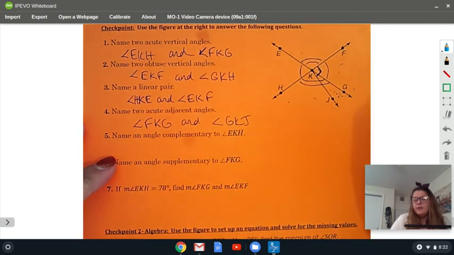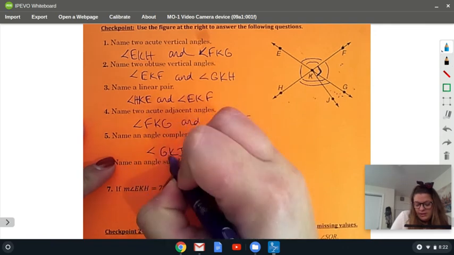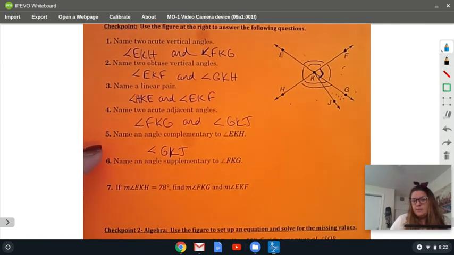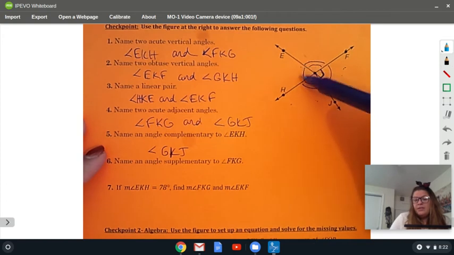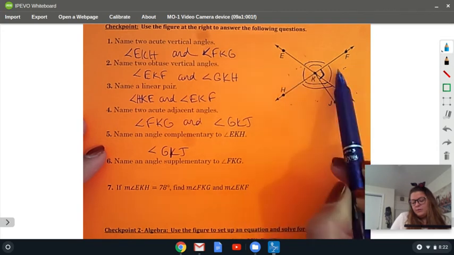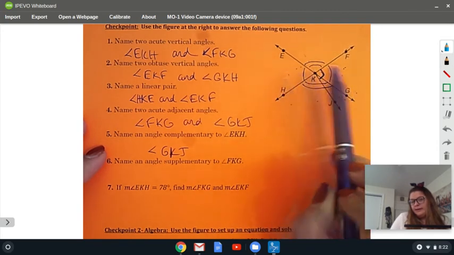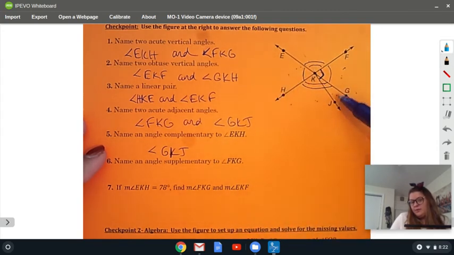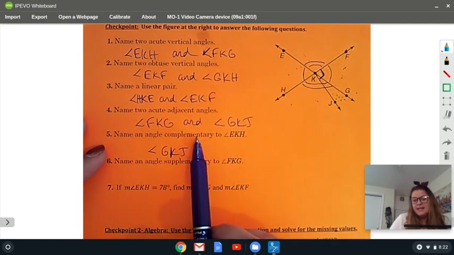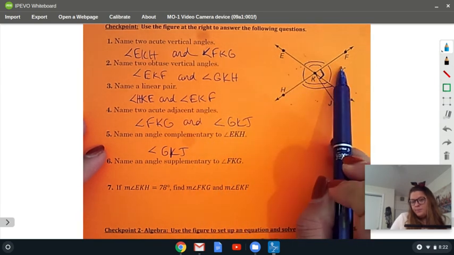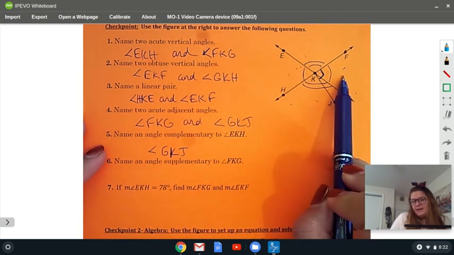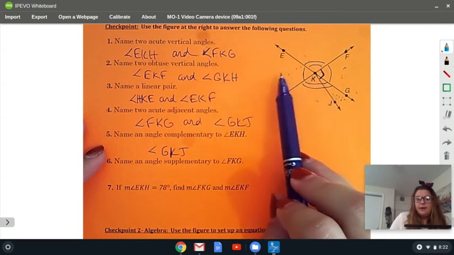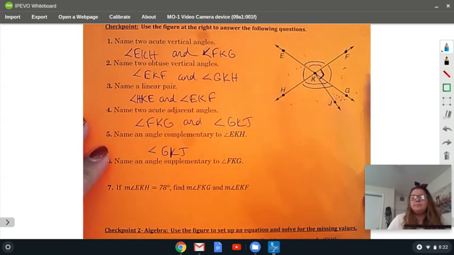Name an angle complementary to EKH. And this one's tough. The answer to this one is angle GKJ. The reason is that while there's nothing directly next to this adding to 90, this angle is congruent to this one because they are vertical angles. And this one is complementary with this one because you see here that they combine to be 90 degrees. Complementary means they add to be 90. These are equal, and this one adds with this one to be 90. So therefore, this one also could add with this one to be 90.